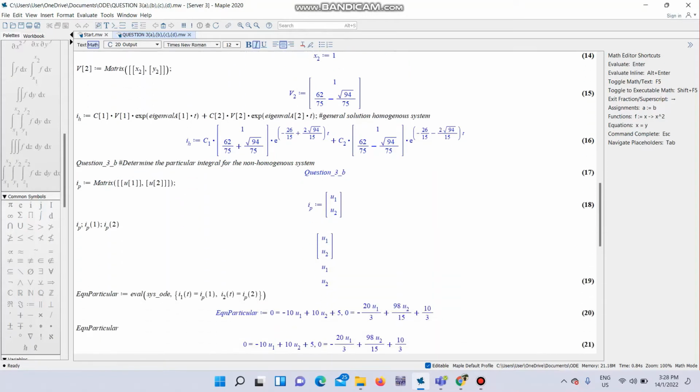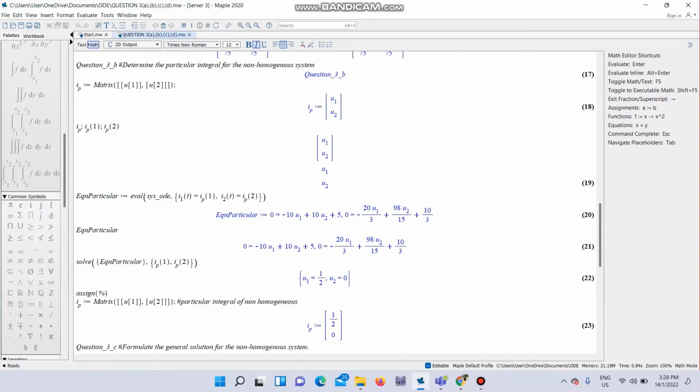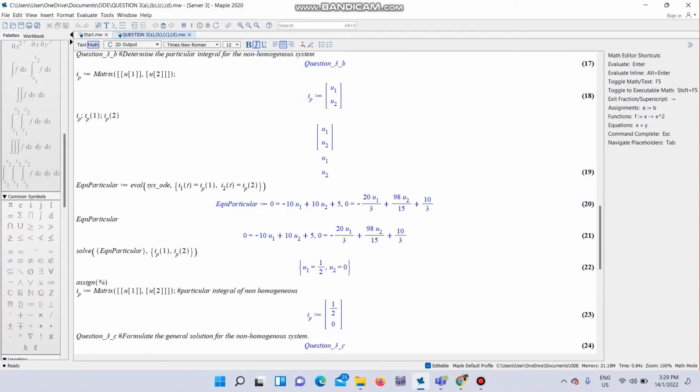And for question 3b, IP equal to the matrix for the IP, which is U1 and U2. For the particular equation, we get 0 equal to negative 10 u1 plus 10 u2 plus 5, and 0 equal to negative 20 u1 over 3 plus 98 u2 over 15 plus 10 over 3. So the next is the particular equation, and this is the output that we get.